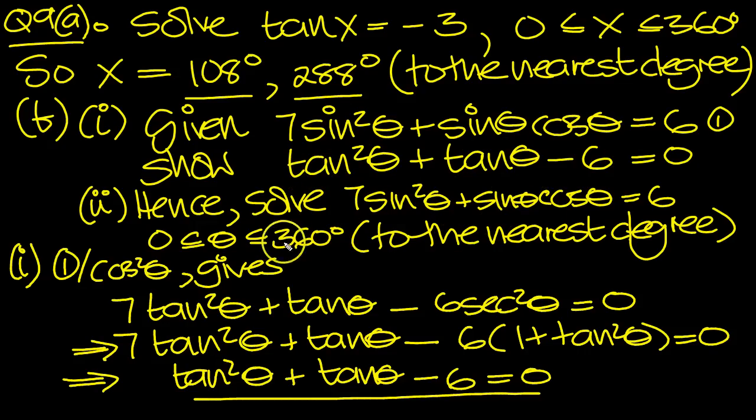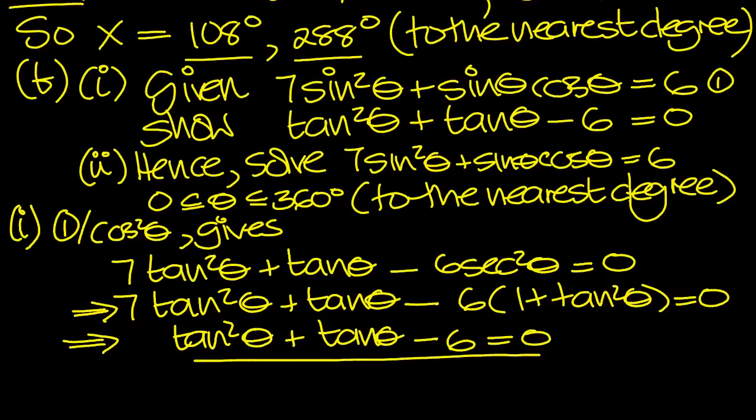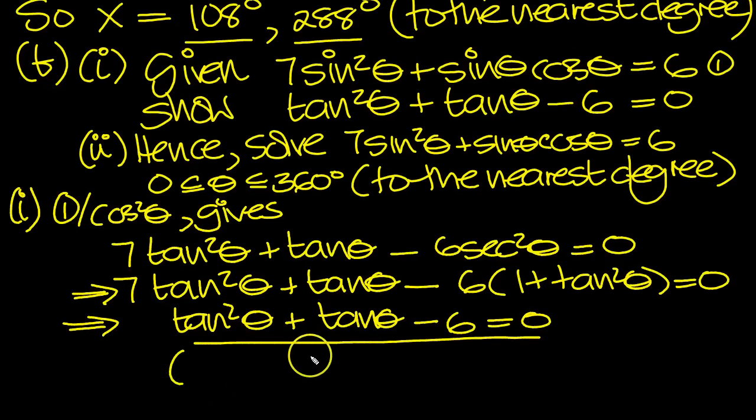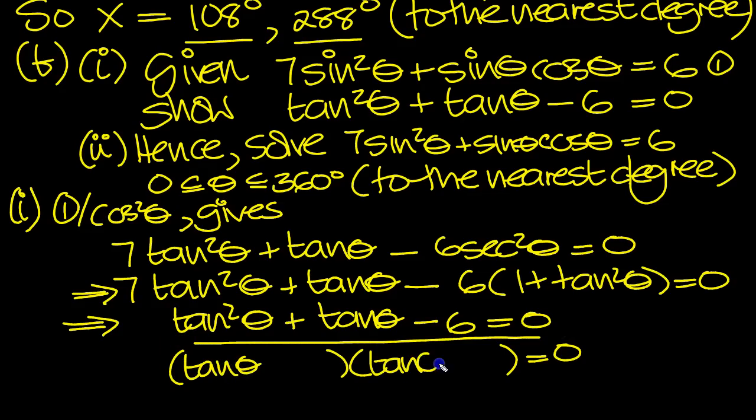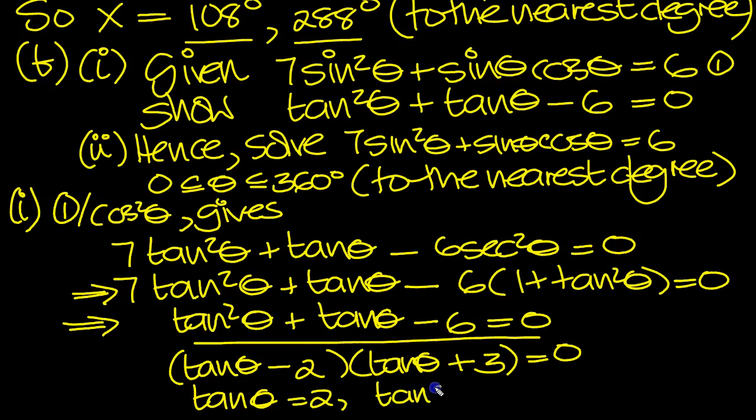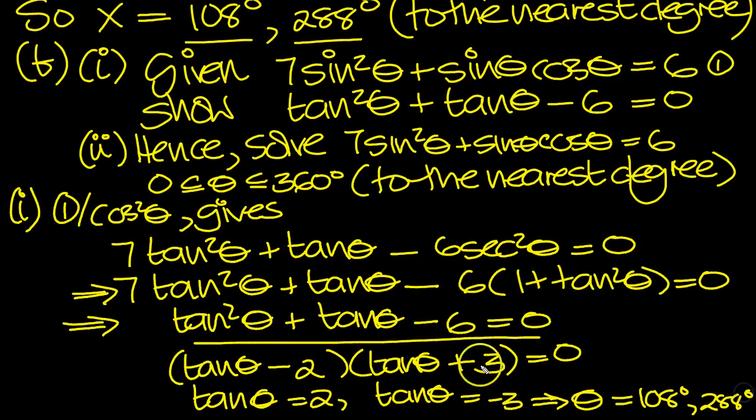Now we need to solve this equation to the nearest degree. So let's have a look at this. Hopefully we can factorize. Let's have a look then. Equals 0. We've got a tan and a tan. It's a quadratic in tan, isn't it? 6 will divide into 3 and a 2, but we need a plus 3 and a minus 2. This one tells us that tan theta equals 2, and this one tells us that tan theta equals minus 3. And this second part tells us from the above that theta is equal to 108 and 288 from the first part of the problem.